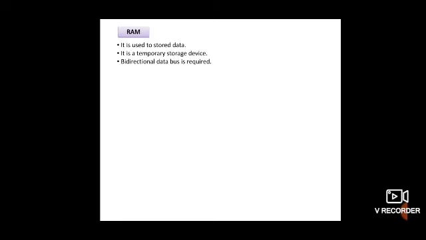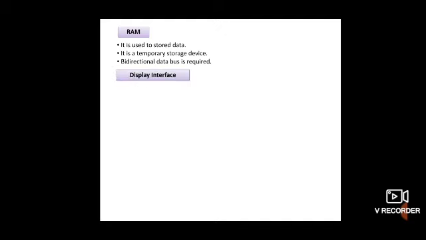And in this RAM chip, reading and writing of the data into the memory happens, so a bidirectional bus is required. What is the main function? In this RAM chip, reading and writing of the data into the memory. So a bidirectional bus is required for this chip.